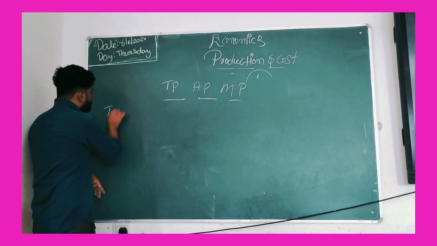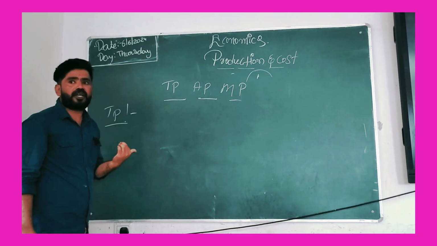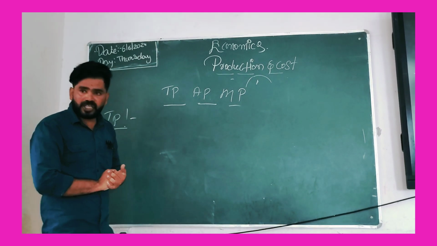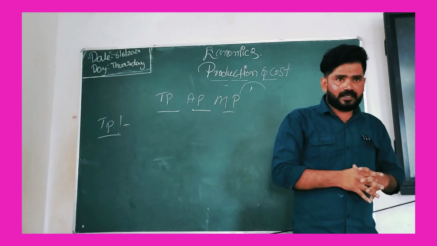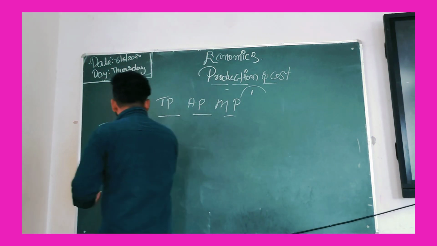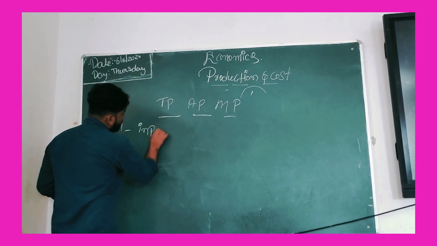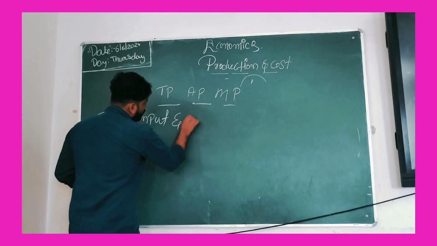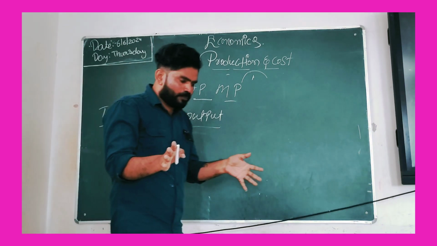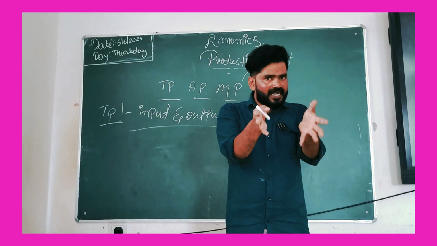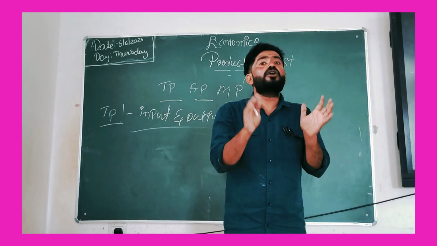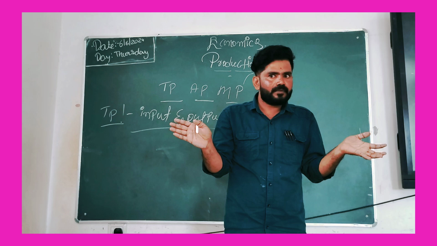What is the meaning of TP? This is total production. The TP, total production, is the relation between variable inputs and output. Total product is the relationship between variable inputs and output. It's called total production. Okay.